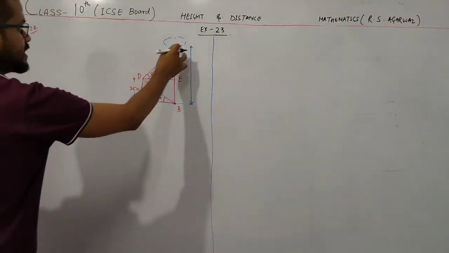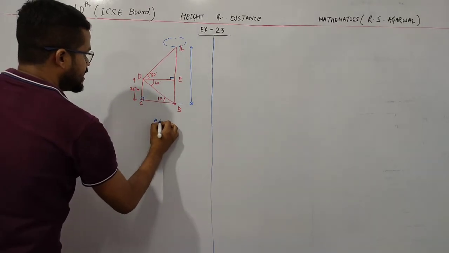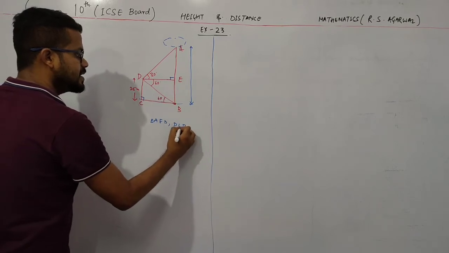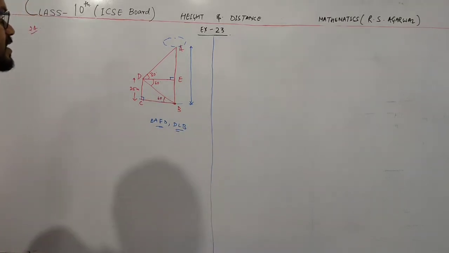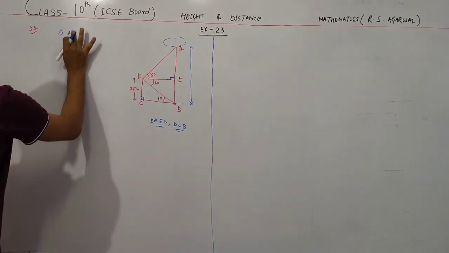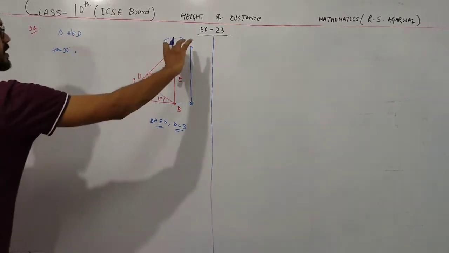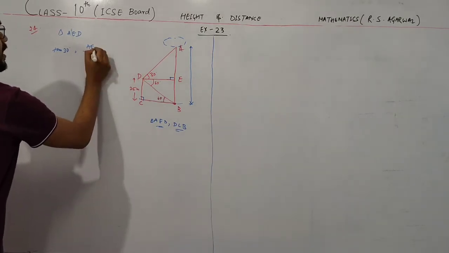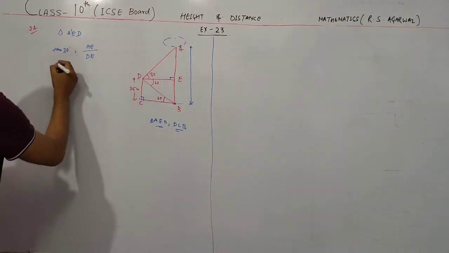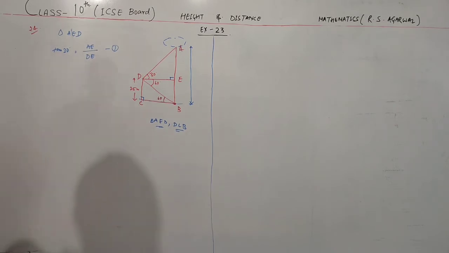Again using here two right angle triangles. One is AED and the other one is DCB. By using both these triangles, we easily get the value. So from triangle AED, tan 30 degree is equals to, this is the height A upon this is the base which is DE. Okay, so tan 30 degrees, let us assume this is equation number 1.